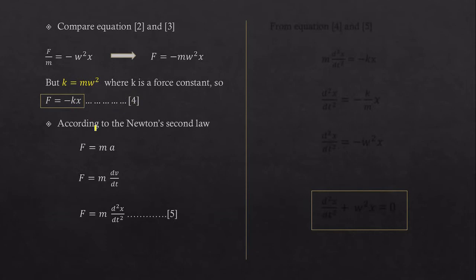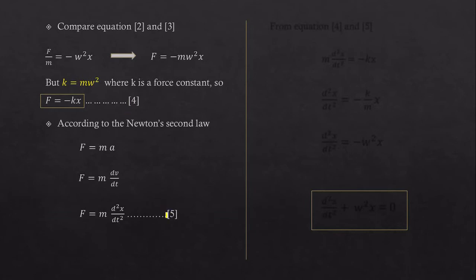Now again recalling Newton's second law, F is equal to ma, and as we all know, the derivative of velocity is equal to the acceleration. So dv by dt is equal to our acceleration. So putting a is equal to dv by dt, and again knowing that velocity is equal to dx by dt, putting that value of v, we get our equation F is equal to m d square x by dt square. Let us call this equation number 5.